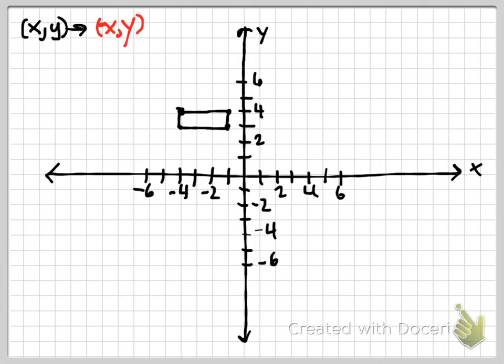So we're going to take our x values and we're going to make them negative. Okay? So we had negative 1, 3 becomes 1, 3. Negative 1, 4 becomes positive 1, 4. Negative 4, 3 becomes positive 4, 3. And negative 4, positive 4 becomes positive 4, positive 4. And we're going to label that A. Okay? When I do B, I'm going to do it to A.